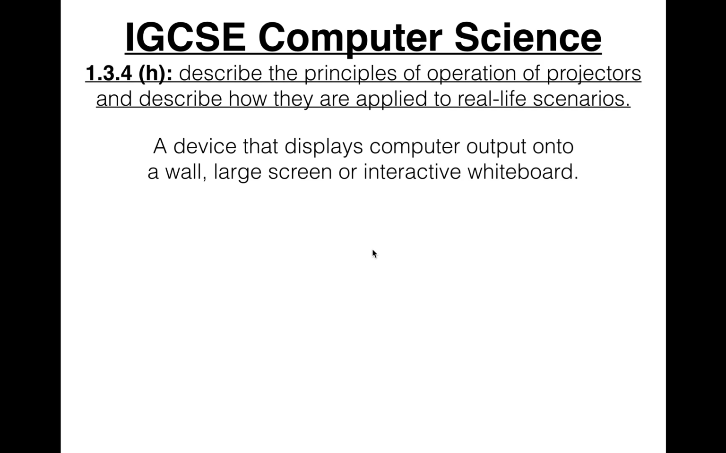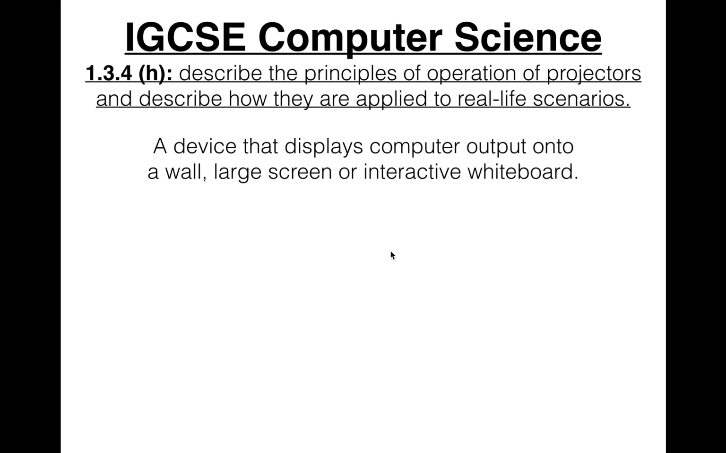If you remember what we looked at when we looked at interactive whiteboards and how they're quite big, a lot of people can actually see what's displayed. This is how the computer screen is displayed. It uses a projector, and if the projector and interactive whiteboard work together, then they can do some cool things.